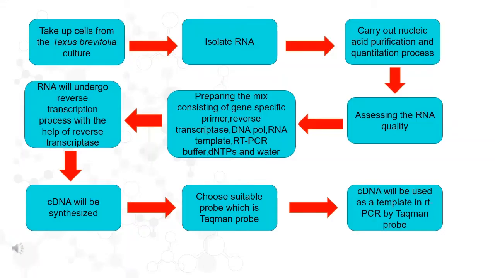For the experiment steps involved, first, take up cells from Taxus brevifolia culture, then extract and isolate the RNA. RNA is then purified and assessed. After that, a mix will be prepared containing a primer, reverse transcriptase, DNA polymerase, the RNA template prepared earlier, real-time PCR buffer, dNTPs, and water. Next, RNA is transcribed into cDNA by reverse transcriptase enzyme, where the cDNA is then used as template for real-time PCR after the probe is chosen, which is the TaqMan probe.